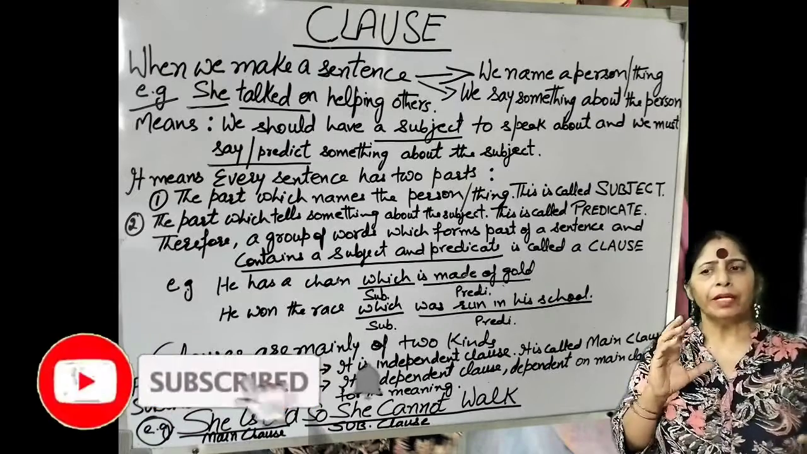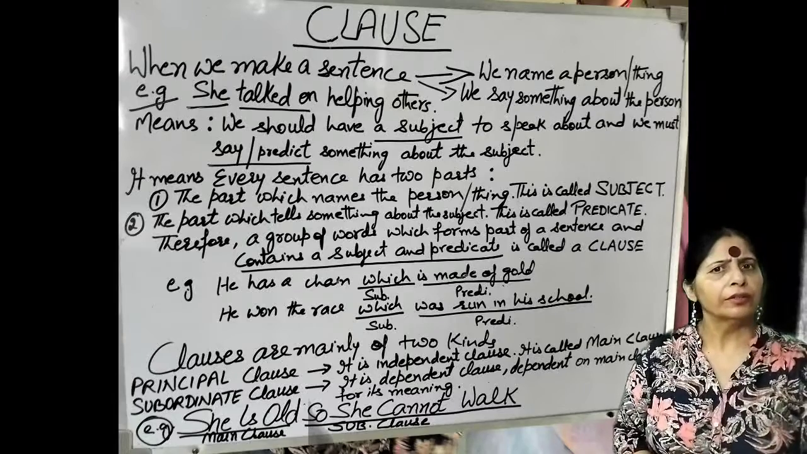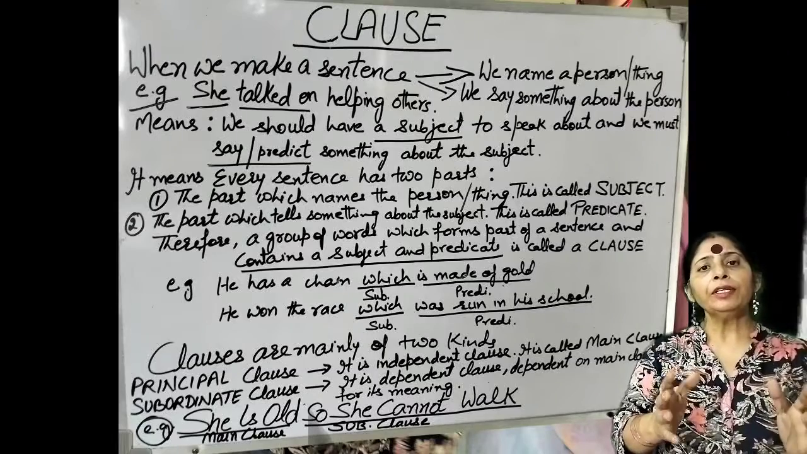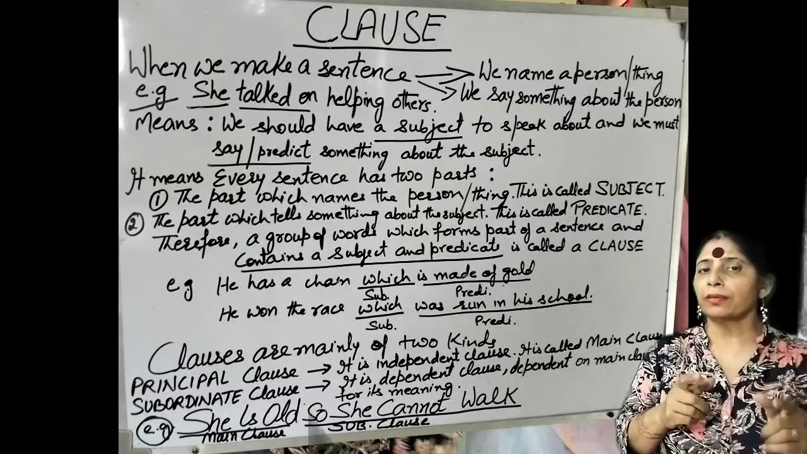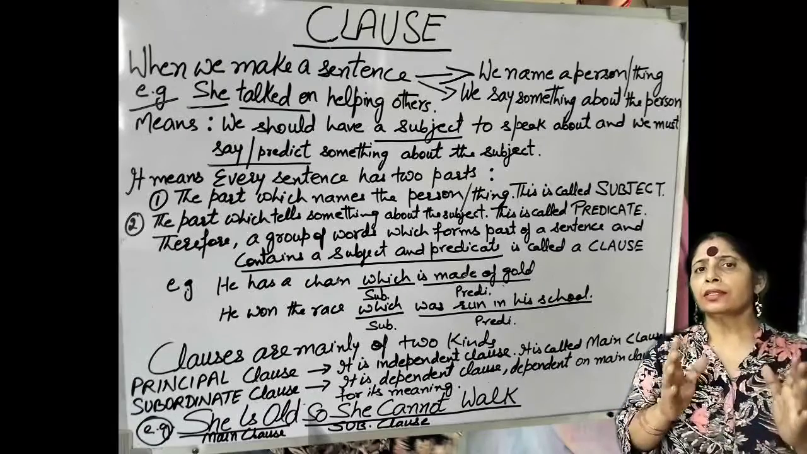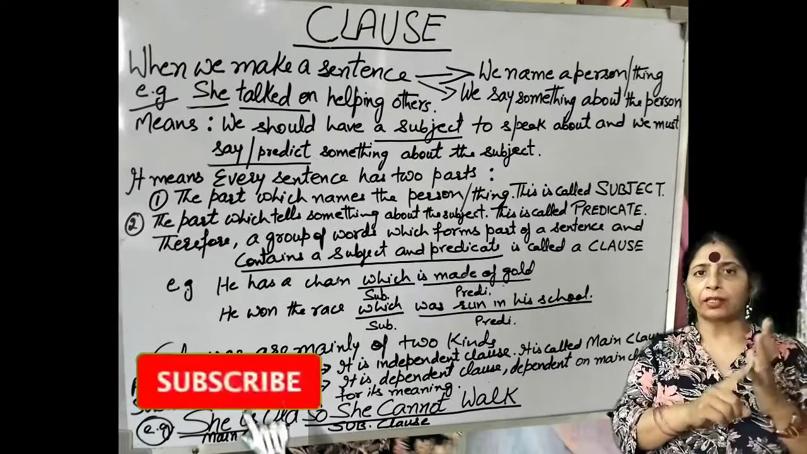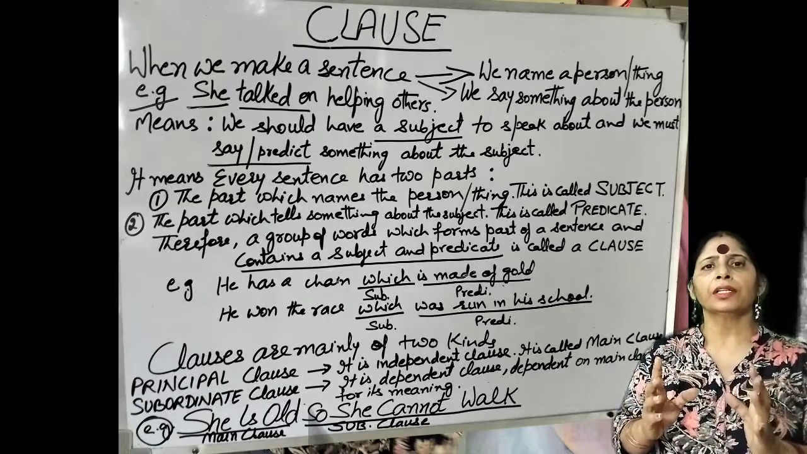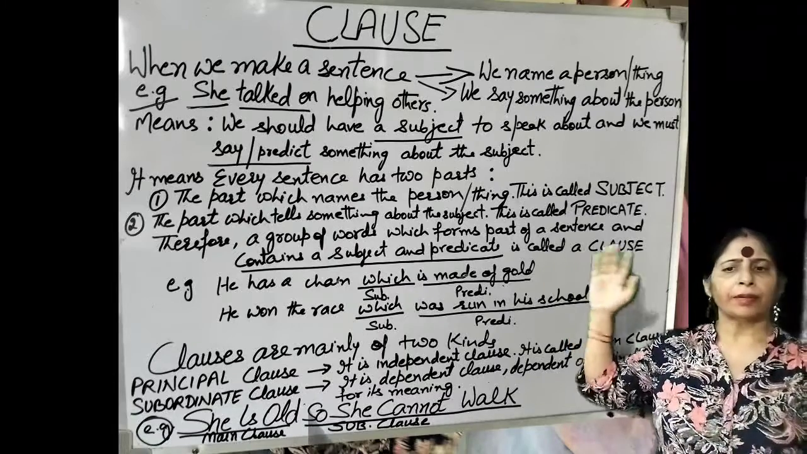When we make a sentence, we name a person or we name something, and then we talk about that person or that thing. Means we say something about that person or that thing. So a sentence has two parts. One is the person or the thing, and the second part is that we say something about that person or about that thing.